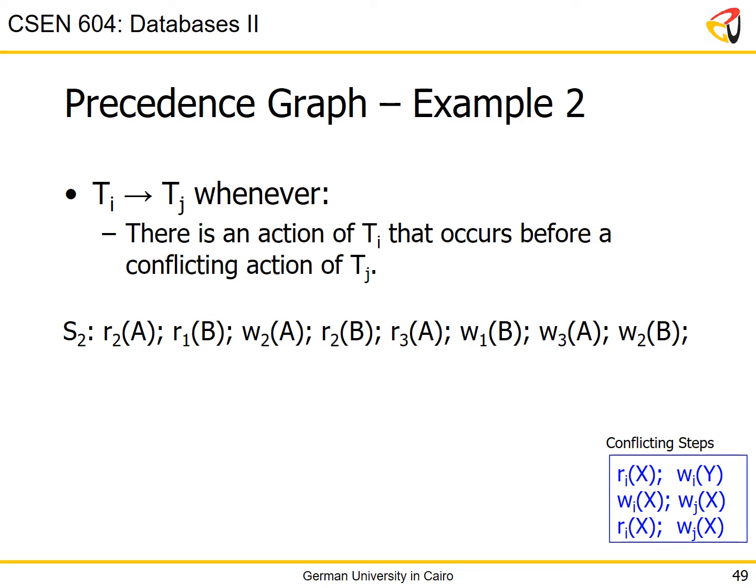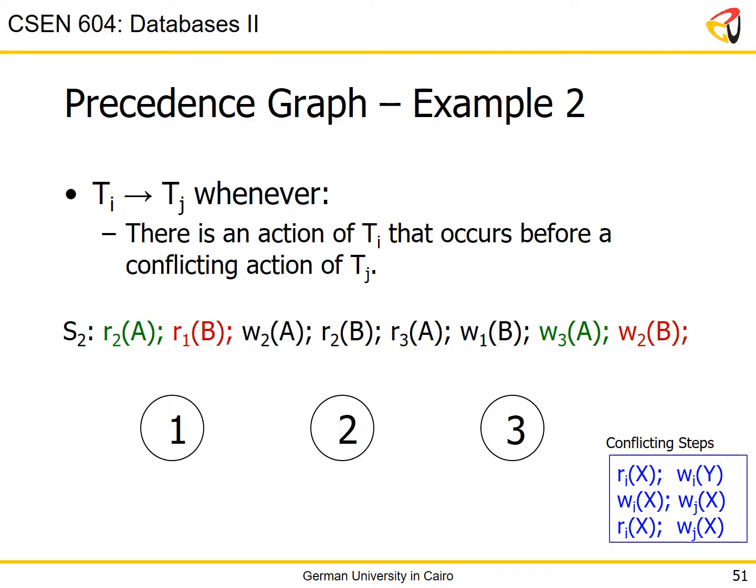Now let's look at this one. We're going to go back and trace again the instruction, and we will see that transaction 2 is reading A, transaction 3 is writing A. That's again a conflicting step. It's the third conflicting step in the blue box, so this means 2 has to come before 3.